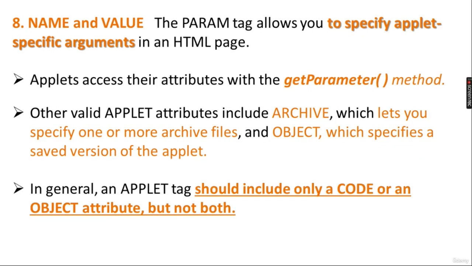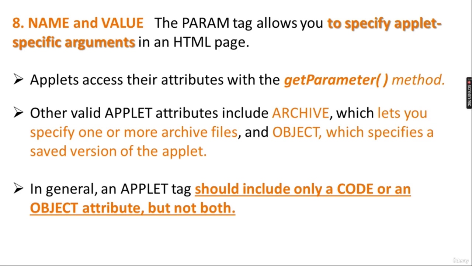Next is name and value. The param tag allows you to specify applet specific arguments in an HTML page. Applets access their attributes with the getParameter method. Okay. So what is param tag? It allows you to specify applet specific arguments or parameters in an HTML page. And applet attributes, how we can get an applet attribute using the getParameter method.